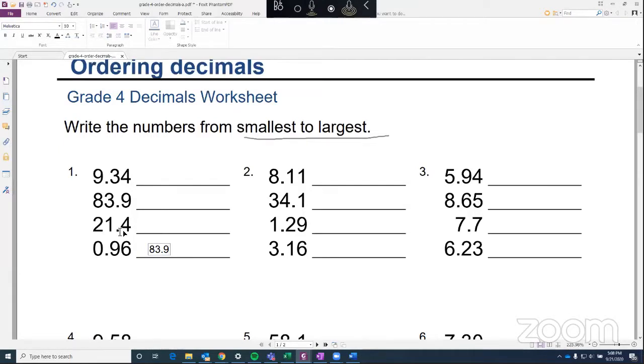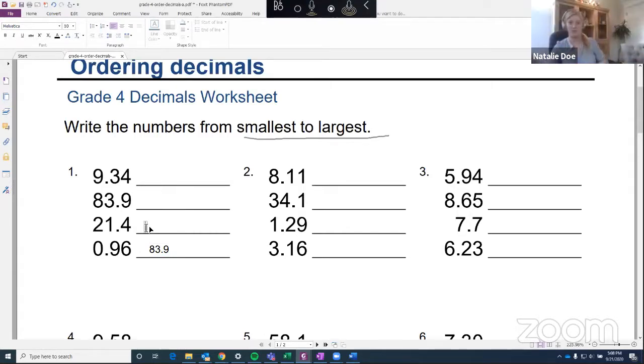21.4. Yep. So again, don't worry about the decimal places. Really, we want to focus on the ones and the tens place to start with. So 21.4 is next biggest. And then same thing, 9's bigger than 0, right? So it would be 9.34, and then smallest is 0.96.